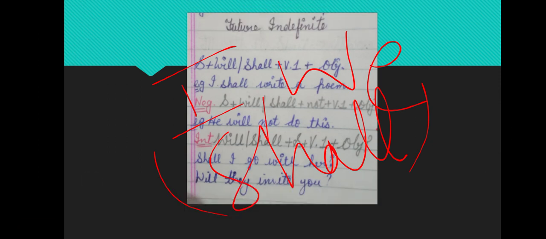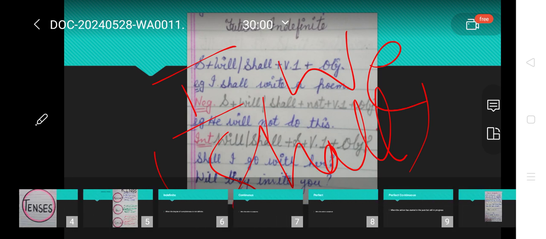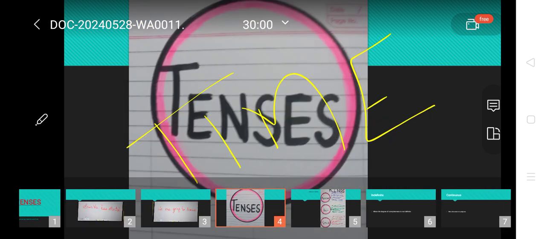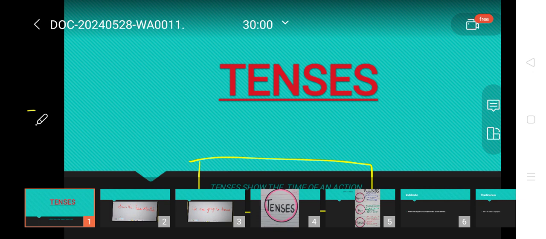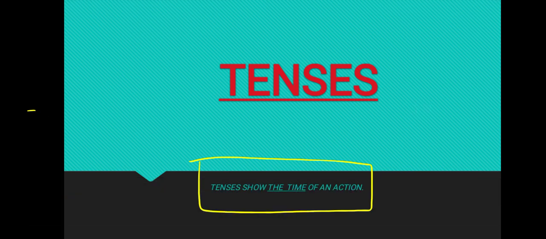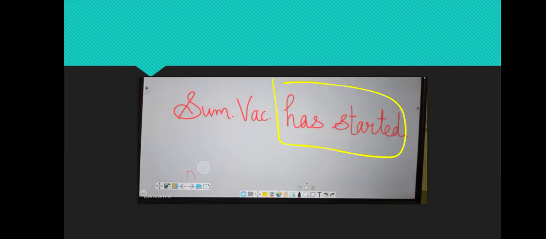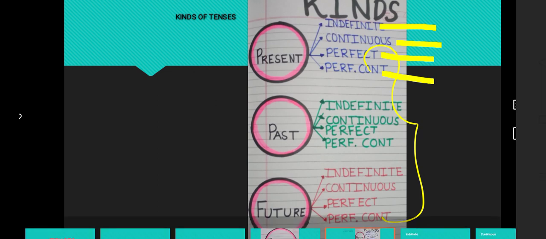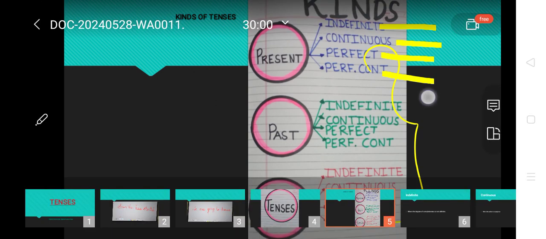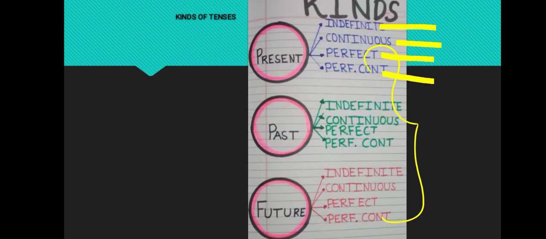So today we have discussed tenses. Let's revise. Tenses show the time of any action. So today we have discussed three types of tenses: present indefinite tense, past indefinite tense, and future indefinite tense.